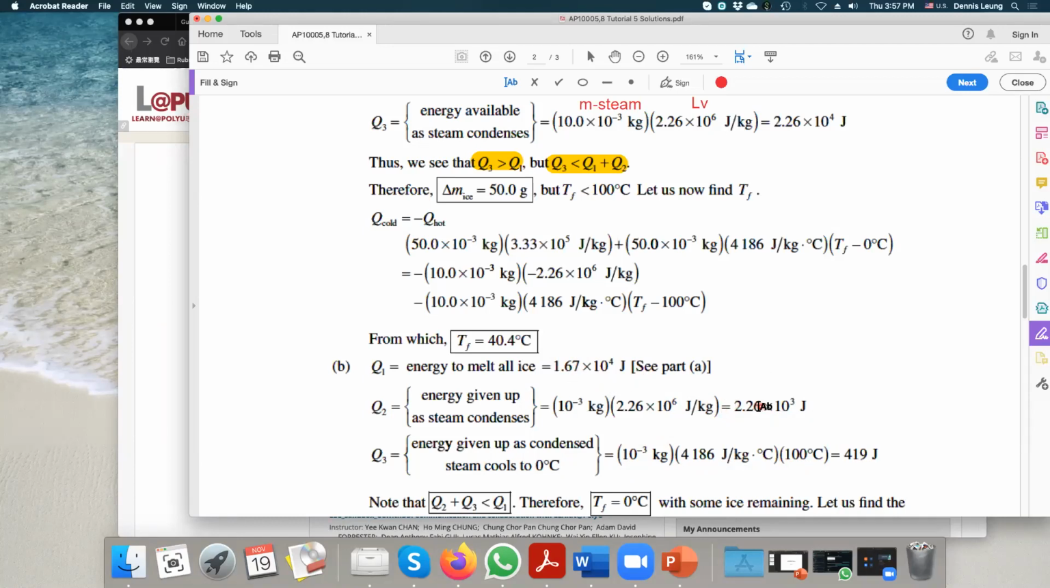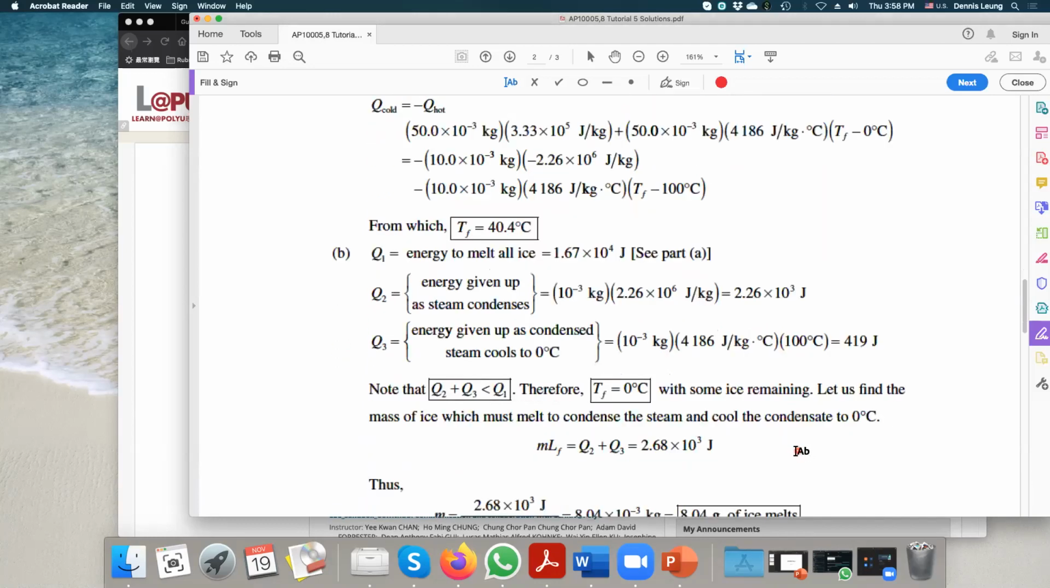This means even when all the 1 gram of steam is condensed into 100 degrees C water and all the 100 degrees C water cools down to 0 degrees C, it is not sufficient to melt all the ice originally at 0 degrees C. So the final temperature at the end would just be 0 degrees C, because the steam is not sufficient to melt all the ice, even when it is condensed from 100 degrees C steam into 100 degrees C water and lowered from 100 degrees C to 0 degrees C in water form.